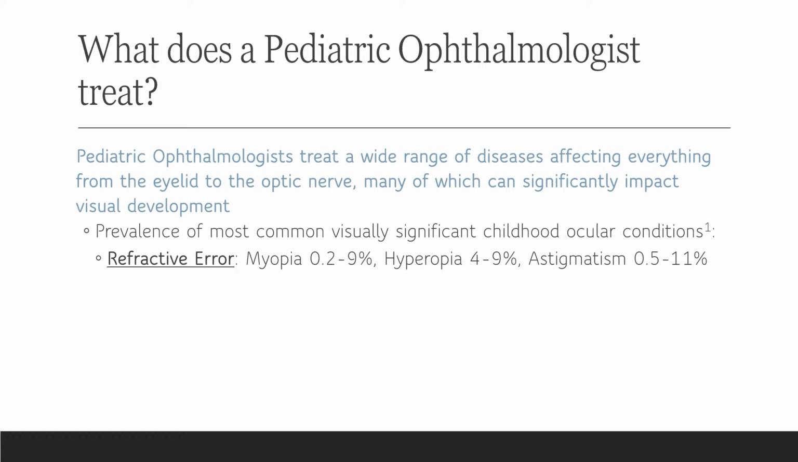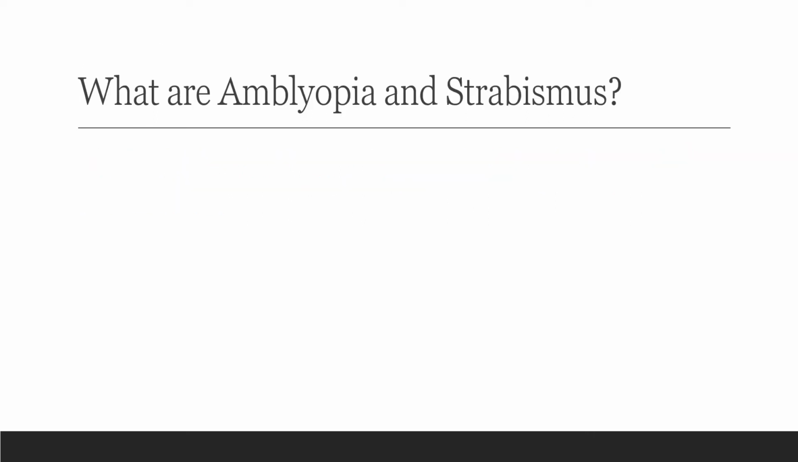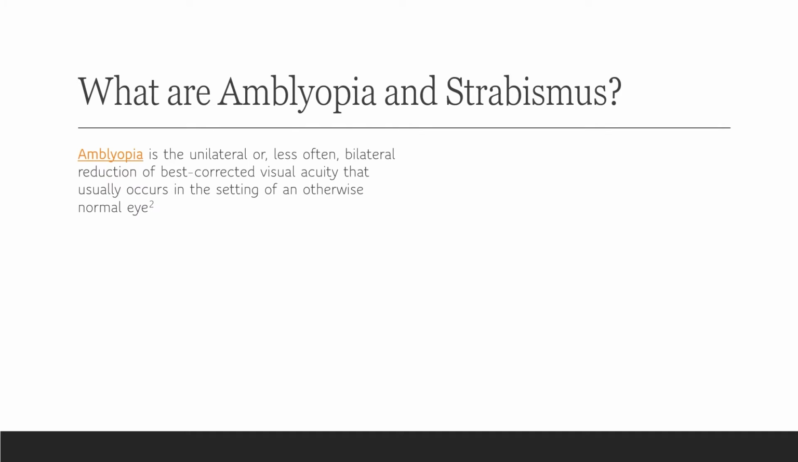Refractive error, including myopia, hyperopia, and astigmatism, affect anywhere from 1 to 11% of patients, while amblyopia and strabismus affect about 3 and 7% of patients respectively. Other less common but significantly vision-threatening conditions include retinopathy of prematurity, congenital cataracts, glaucoma, retinoblastoma, uveitis, and cerebral visual impairment, including traumatic brain injury.